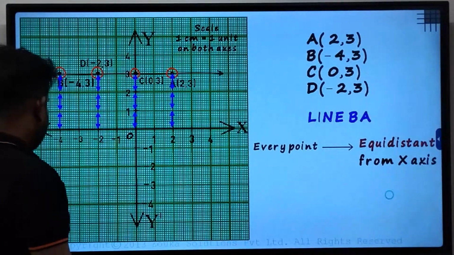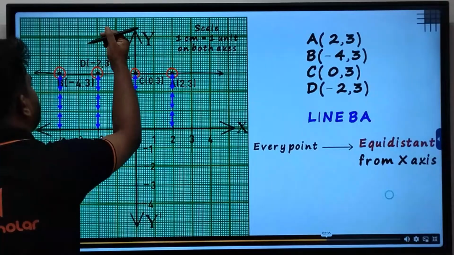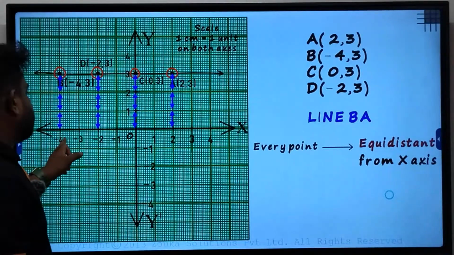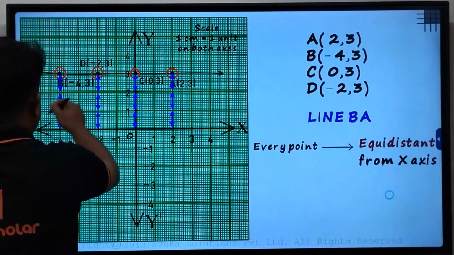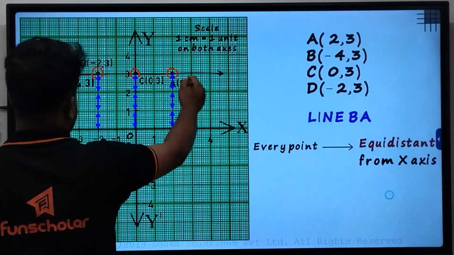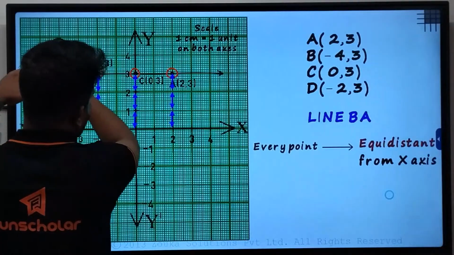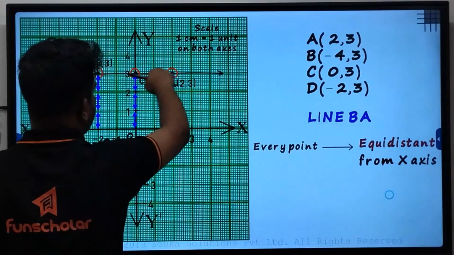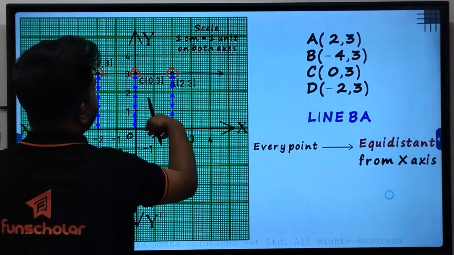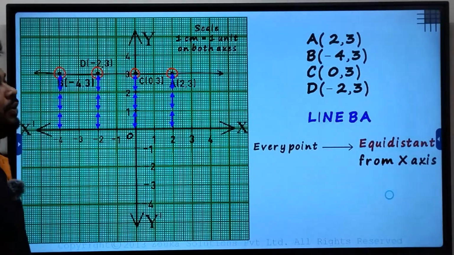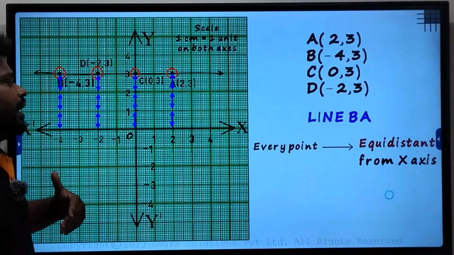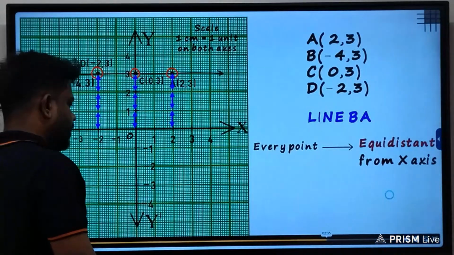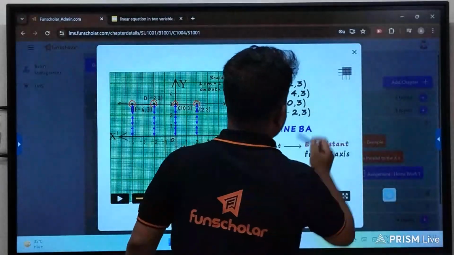Okay, right? So in graph paper also, or in reality, this is the x axis, and a line which is going straight, crossing the y axis, parallel to the x axis will be called the parallel of the x axis, right? Okay, let's go further.